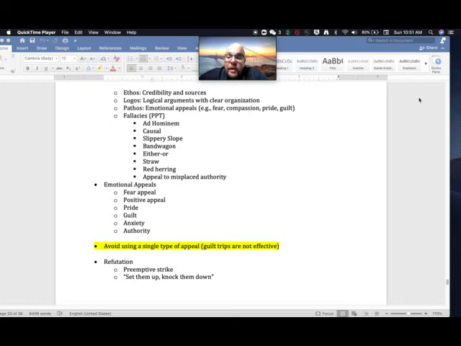Then there's authority. This is when you bring in real authority like doctors, experts, and you cite them. And this is hopefully going to persuade your audience, as a way of saying, oh, these people know more than I do. They're experts. I should trust them. Good luck with that one right now.